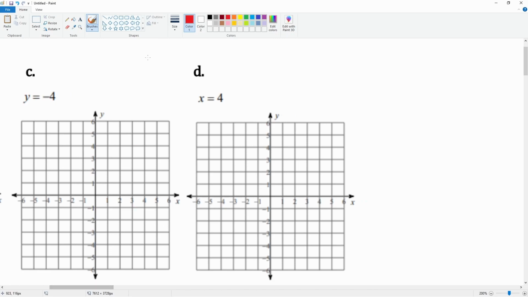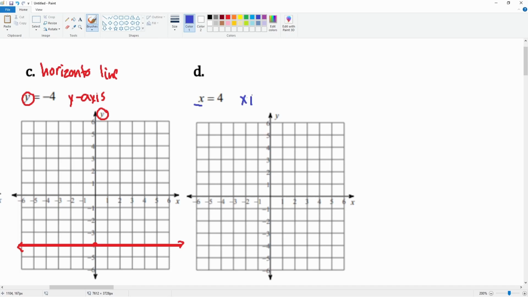Let's look at this, okay? This says y, so this is going to be on the y-axis. So let's look at the y-axis. Where do you see -4? It's right here. Now we want to draw a line that connects that point. So this is the line, okay, for y equals -4. This is going to be a horizontal line, okay? Mind my spelling.